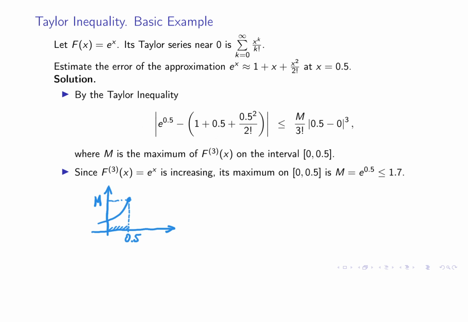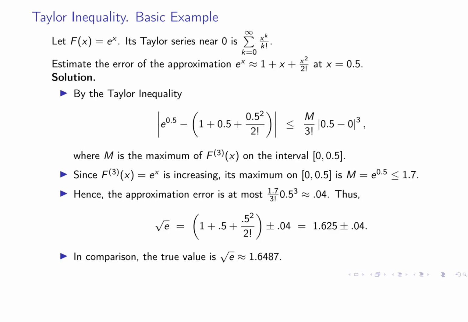So here we don't have to be precise. It's enough to get some estimate from above, even a rough one. Now, once we estimated m, we go back to the right side of our Taylor inequality and plug in 1.7 instead of m. And the right side is approximately 0.04. For these calculations, we always round up rather than round down.